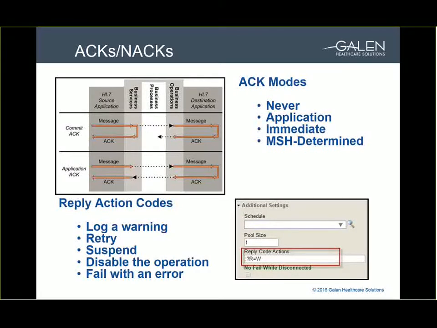So what does an application ACK do versus an immediate ACK? The diagram on the left is a really good representation of what's going on. Immediate would be comparable to commit on the left. The application ACK won't send out an acknowledgement until your outbound system has been sent the message. So it assures the message has traversed through your interface with no issues or errors before it sends the acknowledgement back. If you set it to immediate, you'll get a commit ACK: as soon as the source system picks up your message, it sends back an acknowledgement.